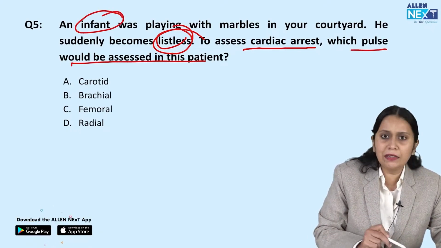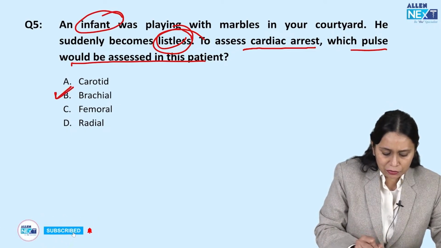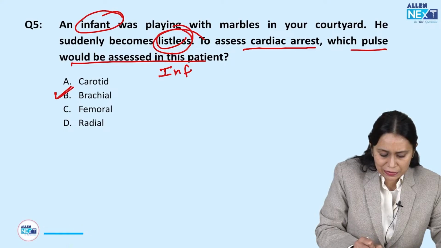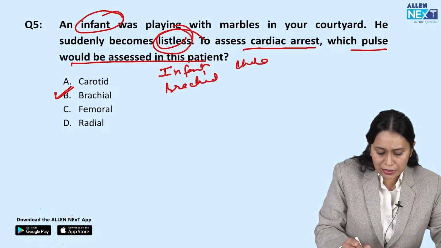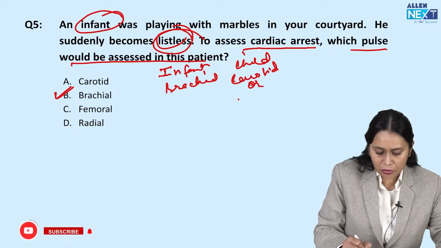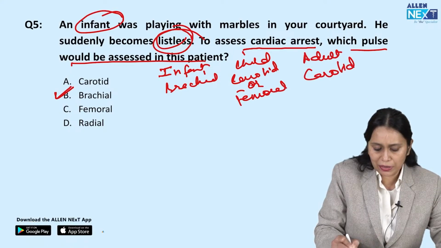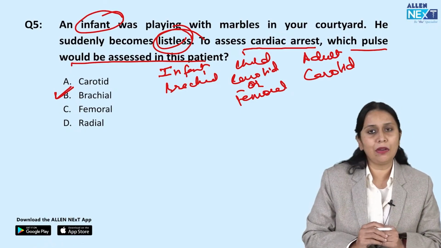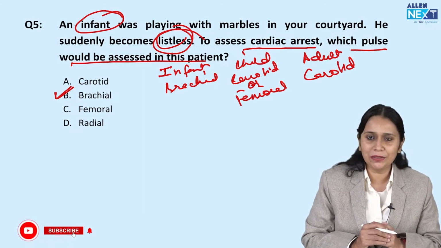It's an infant. So in infant, I told you, we always assess the brachial pulse. So infant, which pulse is assessed? It is brachial. If it is a child, then we go for either carotid or femoral. And if it's an adult, we always go for carotid, no other pulse. Got it? So these are the pulses which are assessed to assess whether the patient is in cardiac arrest or not. So these were the 5 simple questions. I hope you have done all the questions correctly. Thank you.